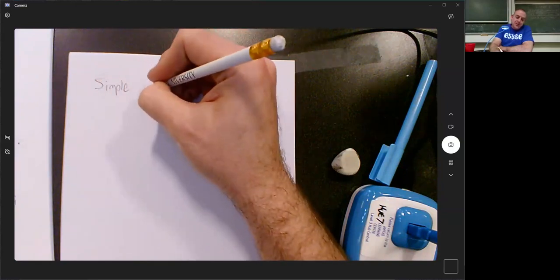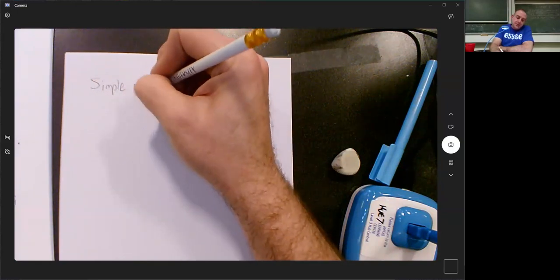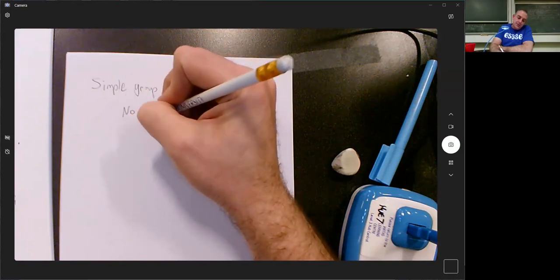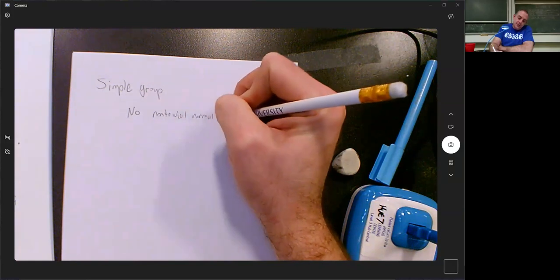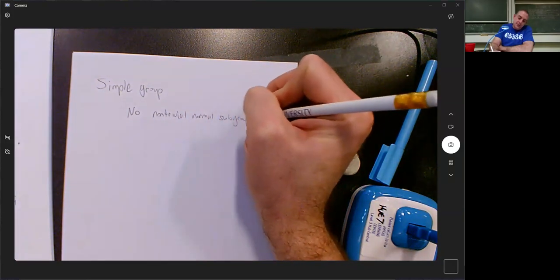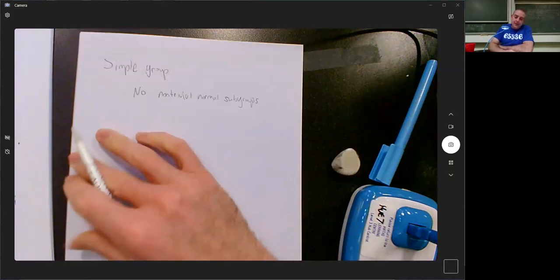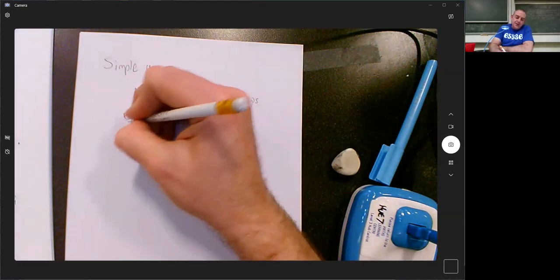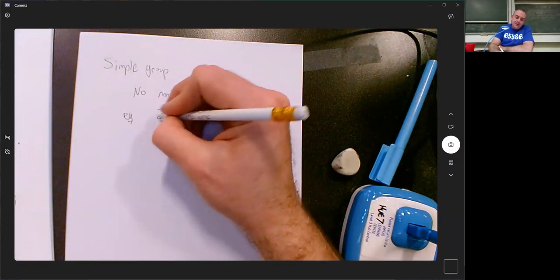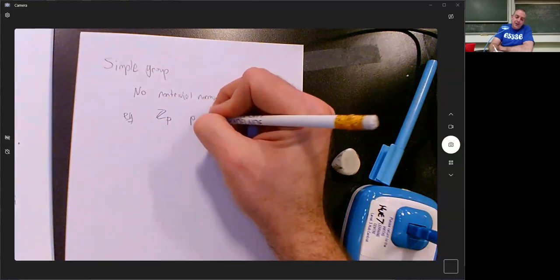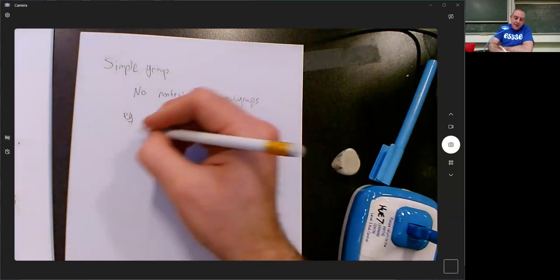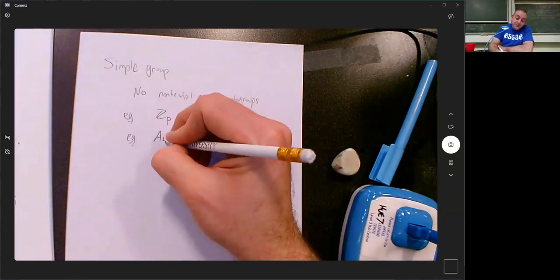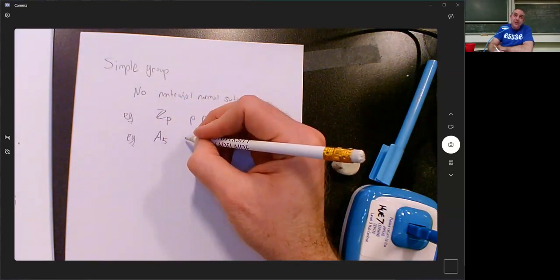Okay, so simple means no non-trivial normal subgroups. Okay. And so examples are cyclic groups, like Zp for p prime, because it doesn't have any non-trivial subgroups at all, so they can't be normal. And the other one was A5, you're saying? Which is the even permutations on 5 things, yeah?